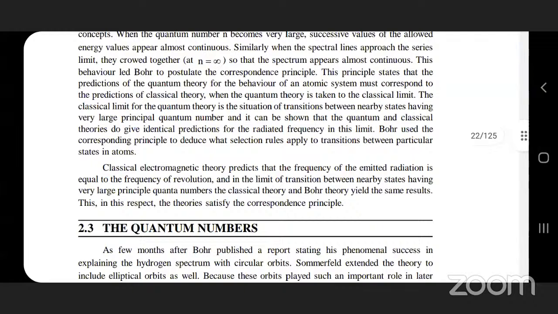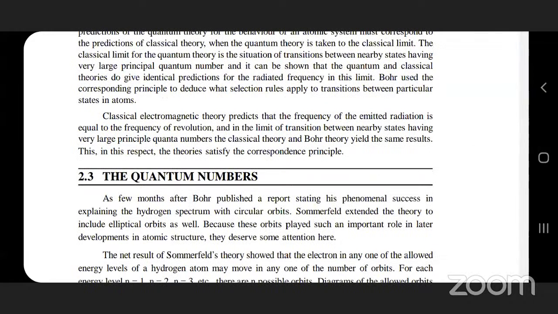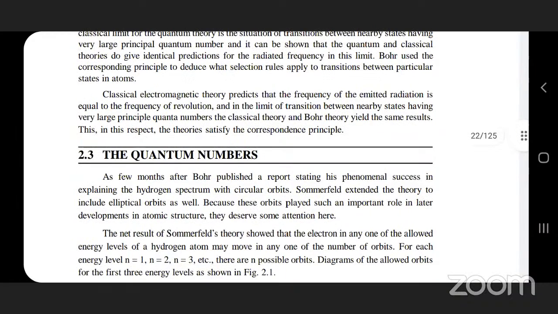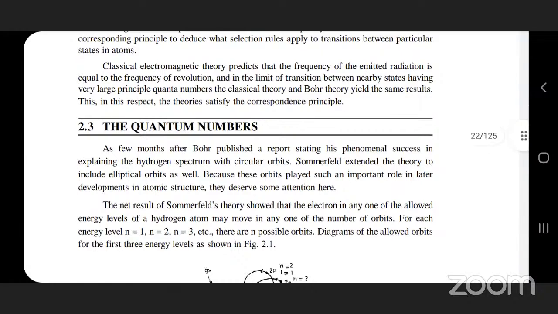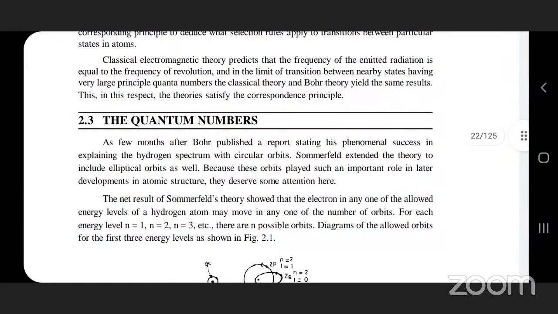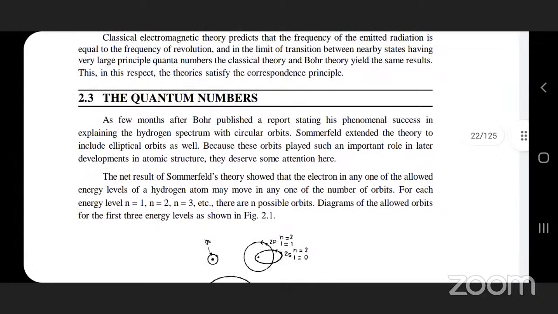Classical electromagnetic theory predicts the frequency of the electromagnetic radiation, nu equals E by h, which equals the frequency of revolution, under the limit of transitions between nearby states with very large principal quantum number. The classical theory and Bohr's theory give the same results. So in this respect, the theories satisfy the correspondence principle.